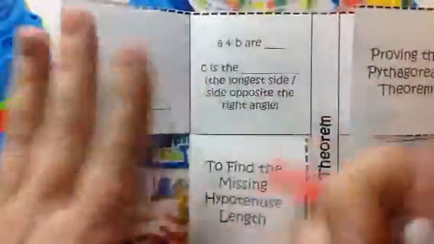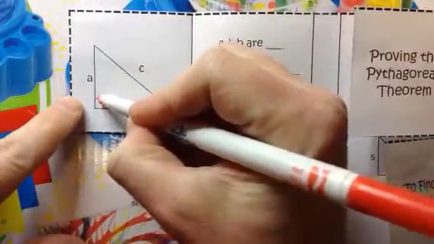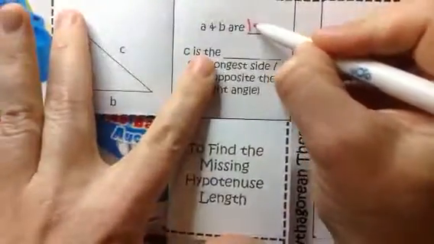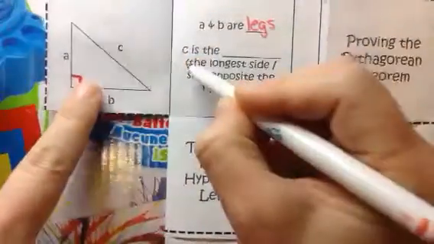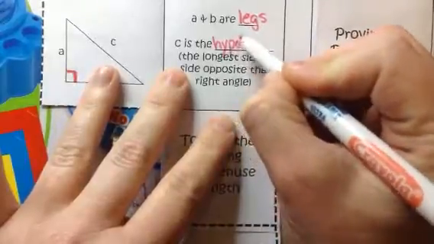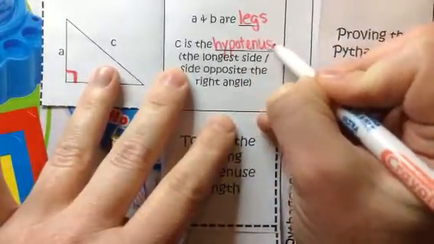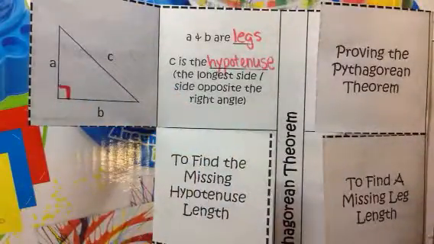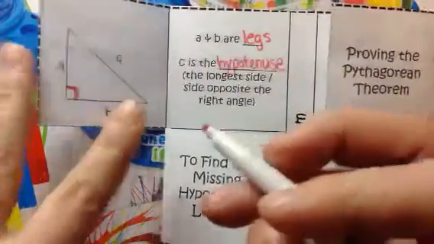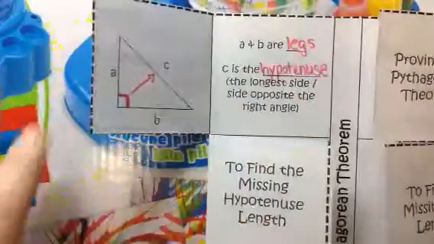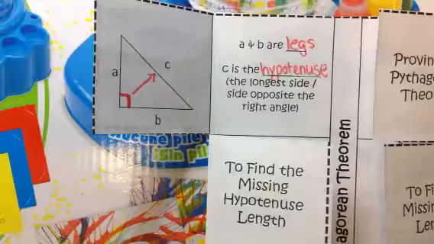Okay, so the first flap up here is vocabulary. So I have a picture. You need to know that the Pythagorean Theorem is only for right triangles, so draw your little symbol for a right angle on there. A and B are legs. C is the hypotenuse. So the hypotenuse is the longest side, and it is the side opposite the right angle.